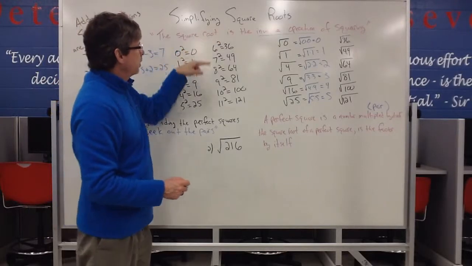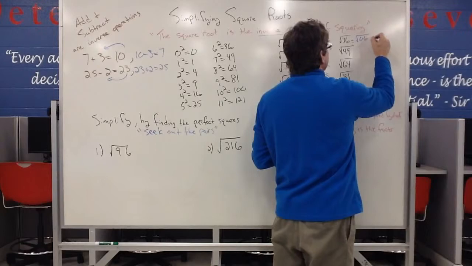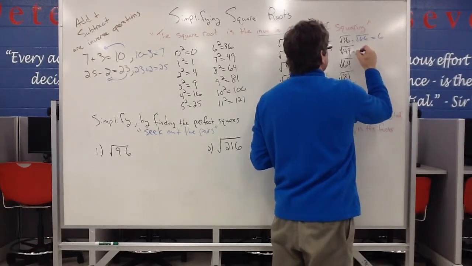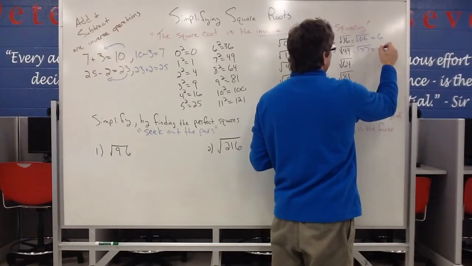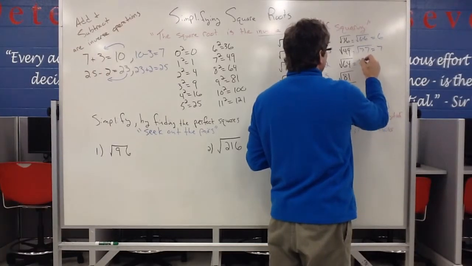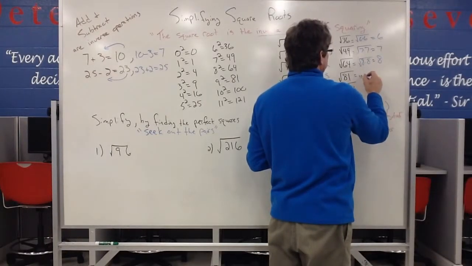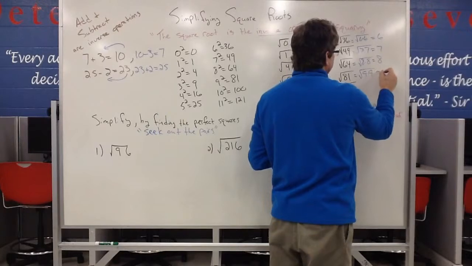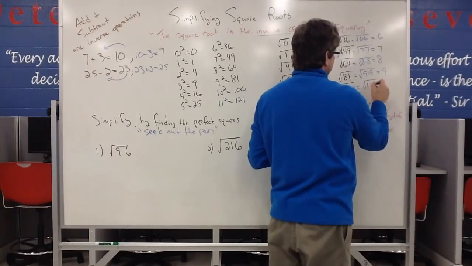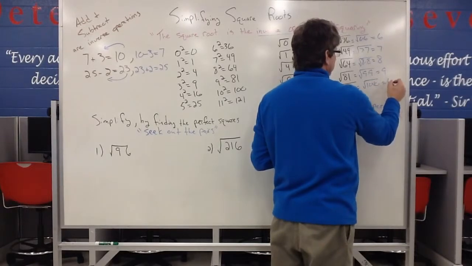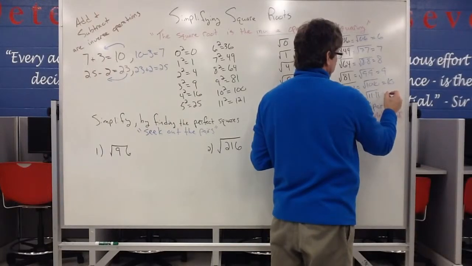So the square root of 36 gets me back to 6. So 6 times 6 is 36, so the square root of that is going to be 6. The square root of 49, well 7 times 7 is 49, so the square root of 49 is back to 7. The square root of 64, 8 times 8, which is going to give me 8. The square root of 81, 9 times 9, so the square root of 81 is 9. The square root of 100, 10 times 10, so we have 10. 11 times 11, so the square root of 121 would be 11.